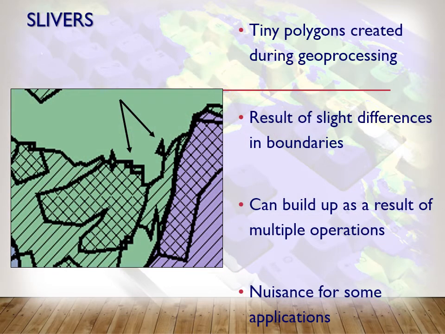When you are combining different data sets like this, sometimes because of subtle differences in the boundaries, you might get something called slivers, which are tiny polygons that don't really mean anything. They're very small. You may not see them until you zoom in, and they're a nuisance. It's annoying to have this, but there are some things you can do to prevent or reduce the number of slivers.